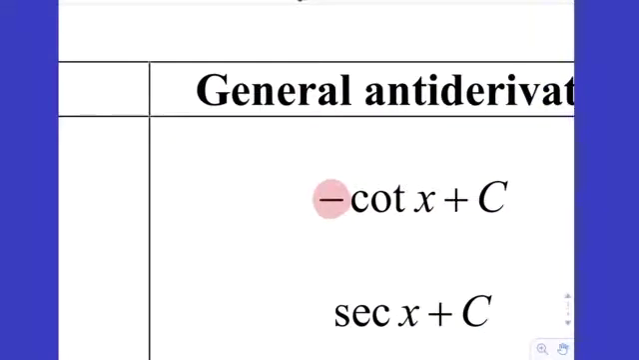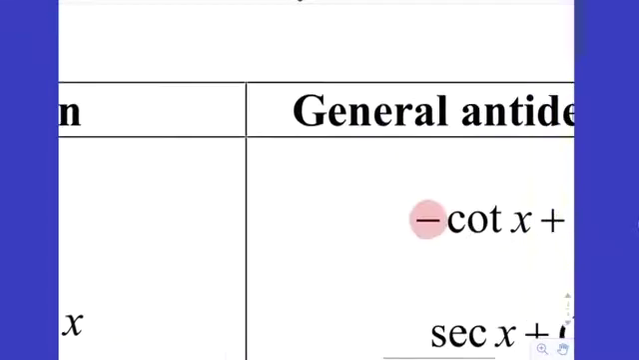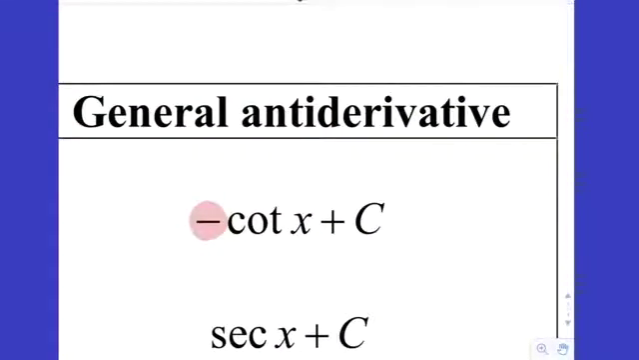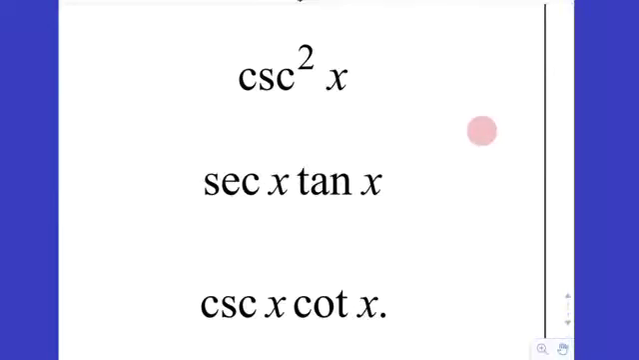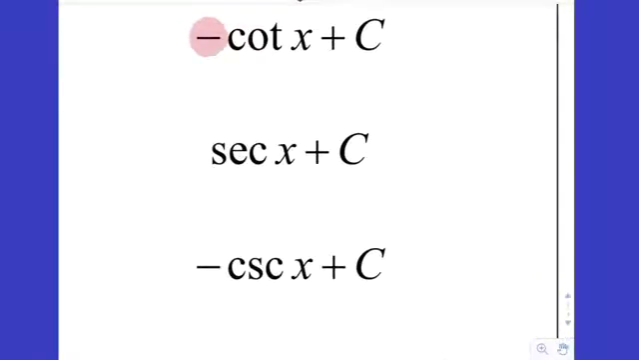What's the antiderivative of secant tangent? Secant. So these aren't really rules. These are just going through our derivative rules in reverse, right? Because the derivative of secant is secant tangent, the antiderivative of secant tangent is secant plus c. All right, what's the antiderivative of cosecant cotangent? Negative cosecant plus c.